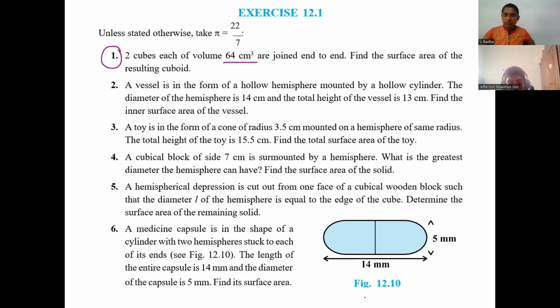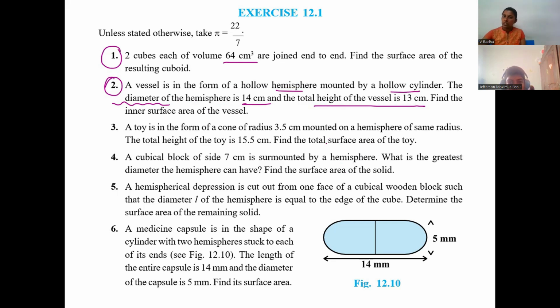Second question. A vessel is in the form of a hollow hemisphere mounted by a hollow cylinder. The diameter of the hemisphere is 14 centimeter and the total height of the vessel is 13 centimeter. The diameter of the hemisphere is 14. The total height of the vessel is 13.